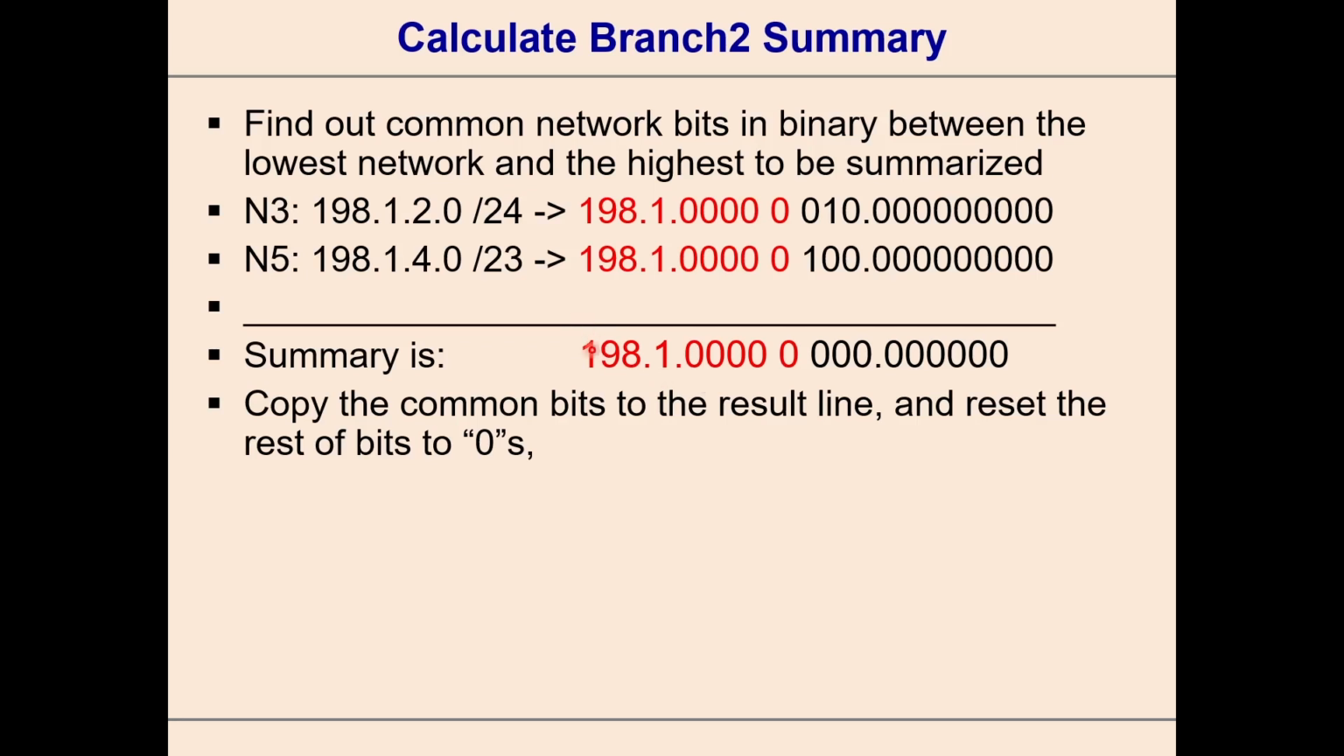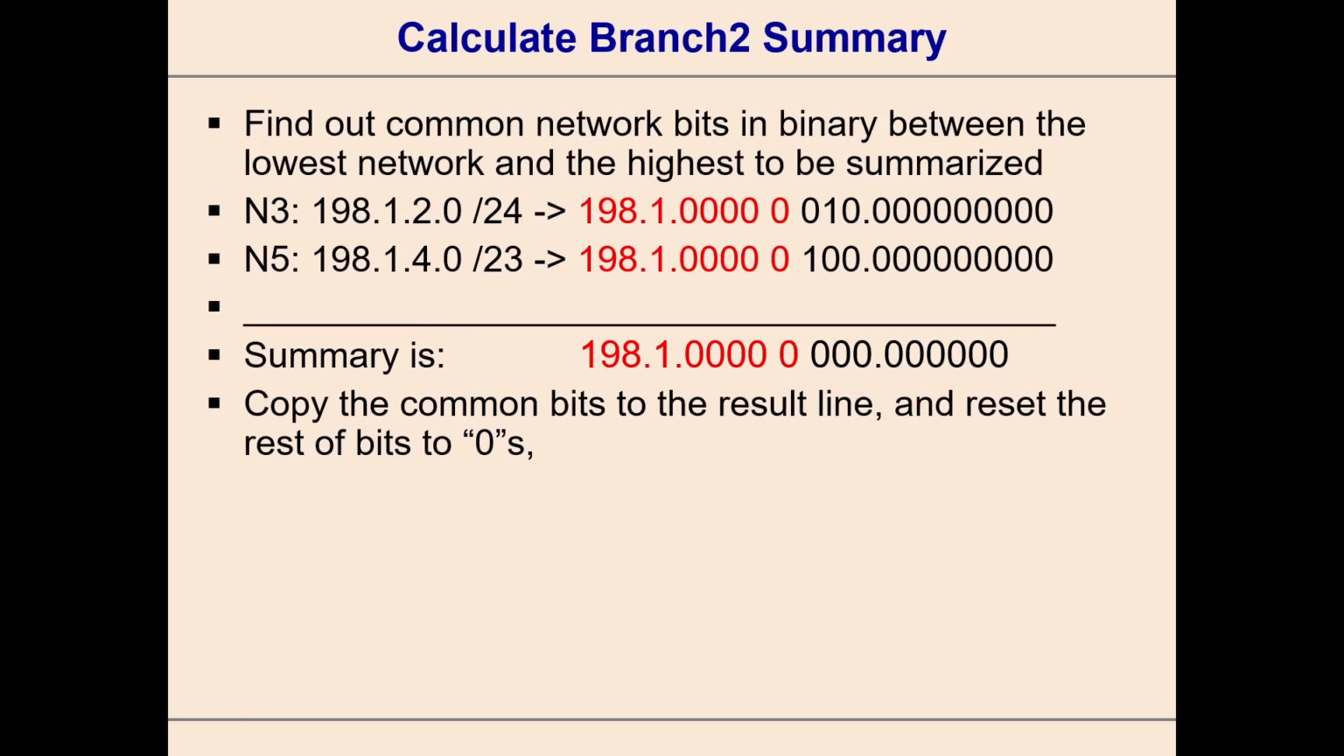So we got the first 2 octets are the same, common. The 5 leftmost bits between the 2 networks are the same. Copy the 5 bits down in the third octet. Reset the rest of the bits to 0. This is the summary network ID that covers all networks from N3 to N5. Any other network between them are covered by this summary.